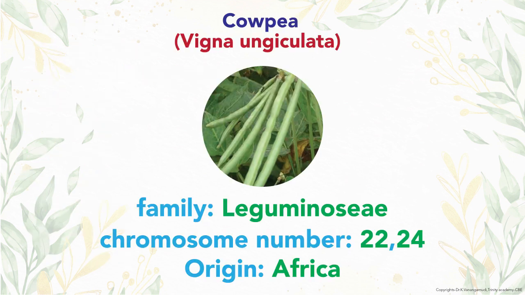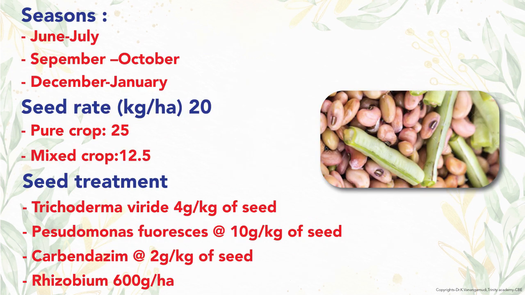The next pulse crop is cowpea and the scientific name is Vigna unguiculata. It originated from Africa and it belongs to Leguminosae with 20 and 24 chromosomes. Growing season for cowpea is June, July, September, October and December, January. 20 kilogram of seeds is used for sowing for pure crop, while for rice fallow cowpea the seed rate is 30 kilogram. The seed treatment is similar to black gram and green gram.